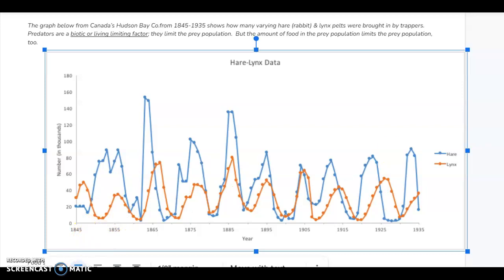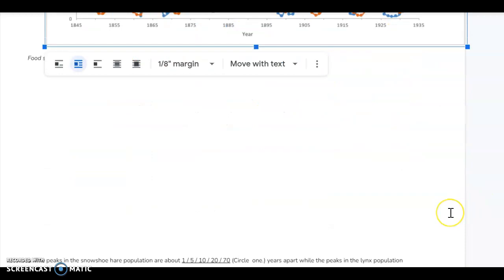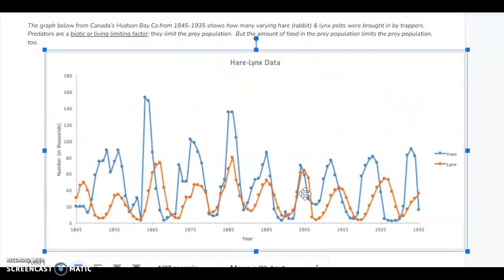Okay, so questions that you need to answer. Let's take a look down below. Okay, first it's asking about the peaks in the snowshoe hare population. About how many years apart are those? And then it also asks about the lynx population. So let's look at the hare population first, the blue lines. Okay, where are these peaks?